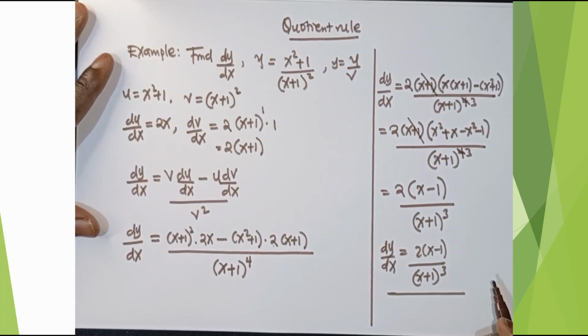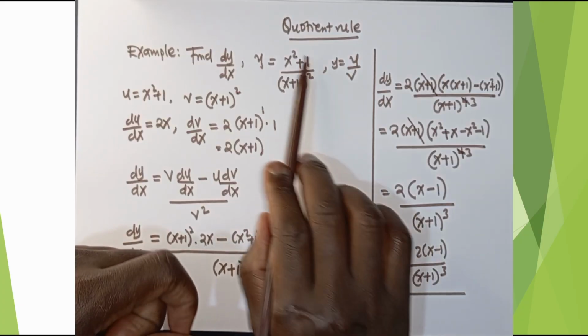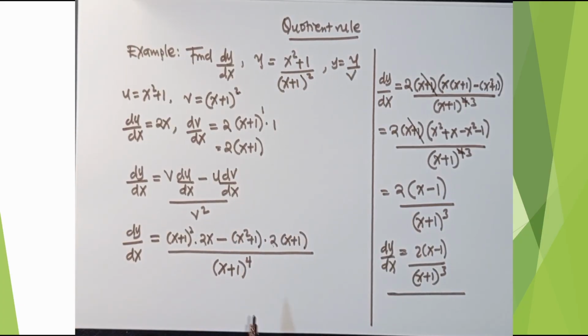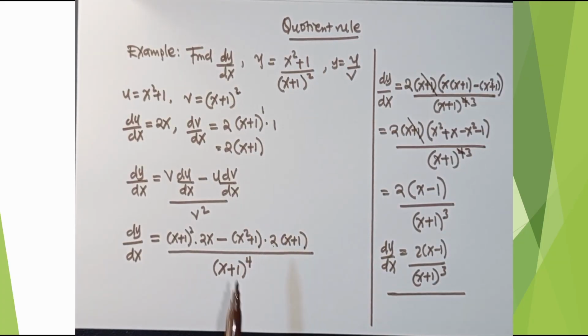Now, this is our first case. Our first case, the purpose is, if you look at it, it has normal powers. Now, let us look at another example where the powers are fraction powers, or the powers are different. So let us look at our next example.